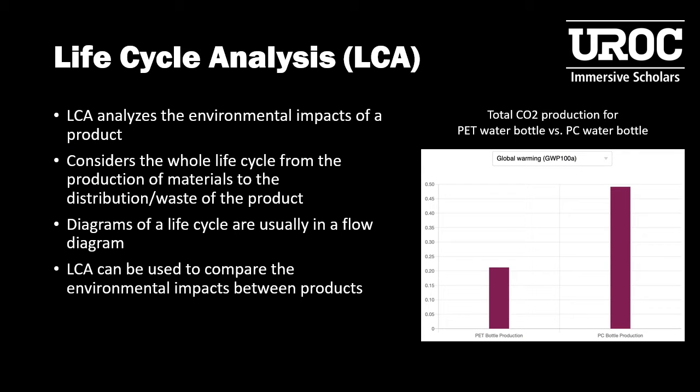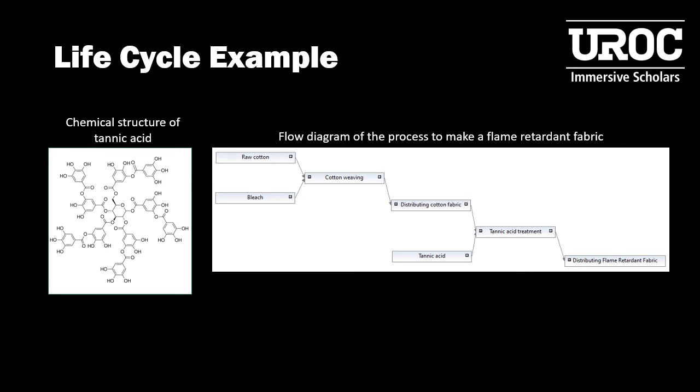Life cycle analysis analyzes the environmental impact of a product. The analysis considers the whole life cycle of the product from the production of materials to the distribution or waste of the product. The life cycle is usually shown in a flow diagram, and the analysis can be used to compare the environmental impacts between products. On the right is a bar graph of the total CO2 production between a water bottle made from PET and PC.